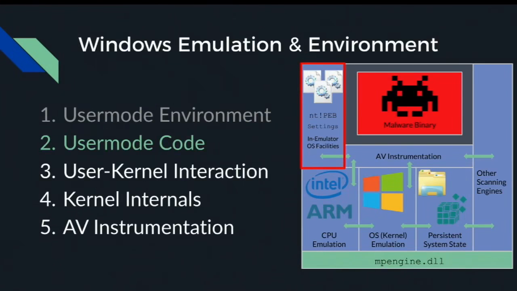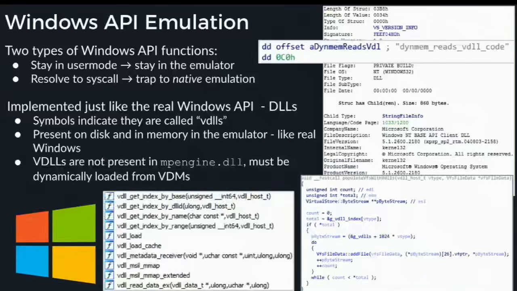Then we have, beyond just the user mode environment, user mode code inside the engine, which provides emulation of simple Windows APIs. In the real Windows API, there are generally two types of functions. There are those that stay inside user mode and do things like manipulating a string or returning a hard-coded value. And there are those that end up resolving into a syscall, for example, those that write to a file on disk, open a socket, or interact with the registry. Those actually resolve to a syscall where the kernel has to service the request.